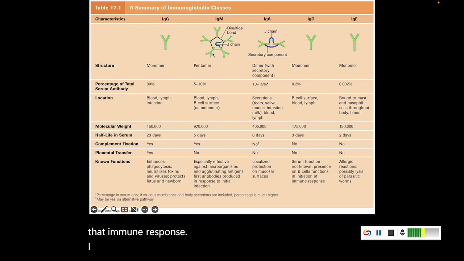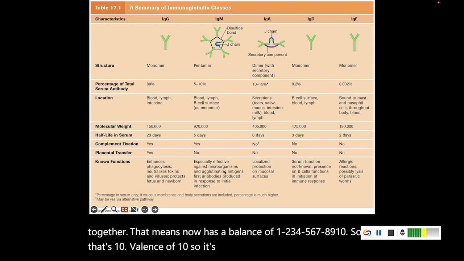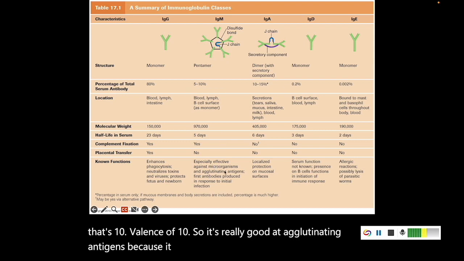IgM exists as a pentamer. So see how it has 5 of them stuck together? That means now it has a valence of 1, 2, 3, 4, 5, 6, 7, 8, 9, 10. So that's a valence of 10. So it's really good at agglutinating antigens because it can grab 10 things and stick them together in one little ball all by itself.